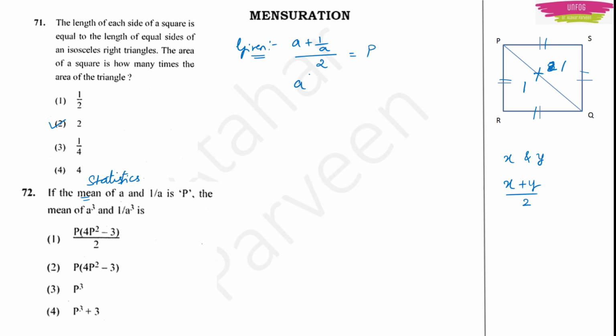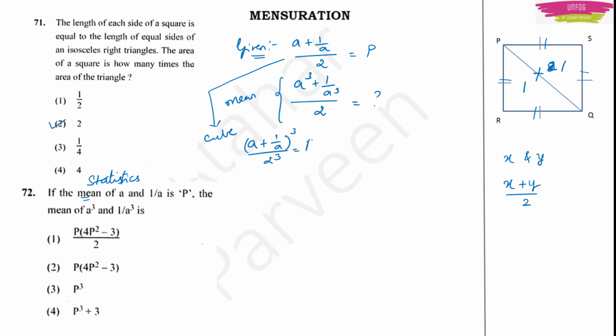And they are telling you to find the mean of A cube plus 1 by A cube. That means you have to find A cube plus 1 by A cube by 2. That will be your mean. Now what you do? First you take the given thing. The given thing you cube both sides. If you cube both sides, it will be A plus 1 by A whole cube by 2 cube, which will be equal to P cube, or A plus 1 by A whole cube will be equal to 8 times P cube. Now you apply that formula, algebraic identity.